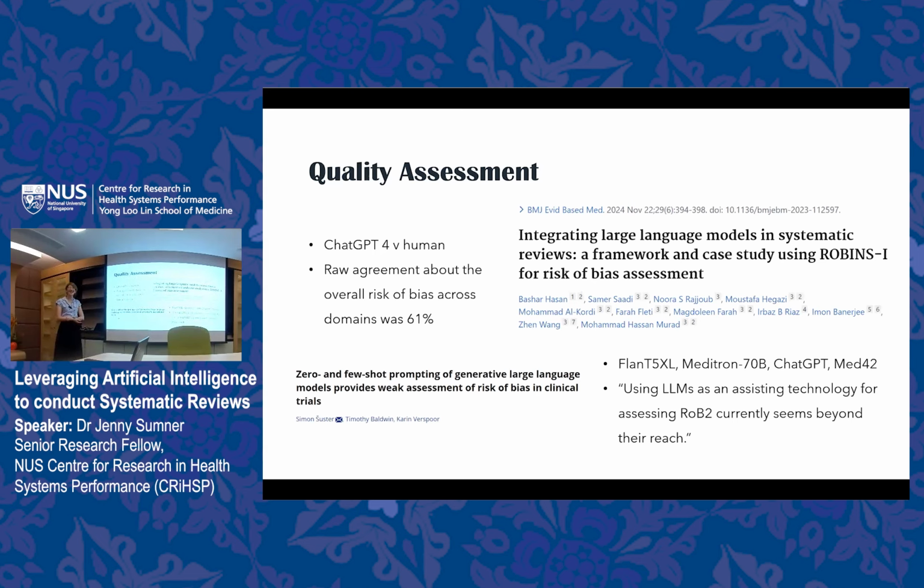And there have been some studies, again, fairly recent, 2024, that have looked at whether LLMs can also assess the quality of the articles for us. The success rate is not so positive. When they looked at overall risk of bias between human and ChatGPT, there was 61% agreement. And then this paper concluded with a rather damning statement, saying using LLMs as an assisting technology for assessing ROB2s, that's one of our quality assessment tools, currently seems beyond their reach. So not so positive on the quality assessment side of things, but hopefully with time, this improves.